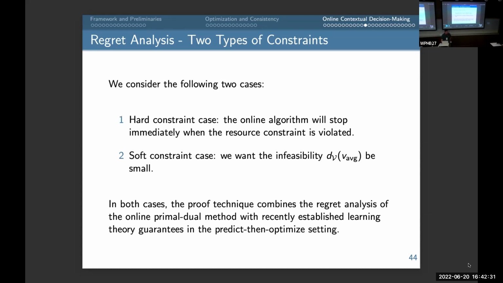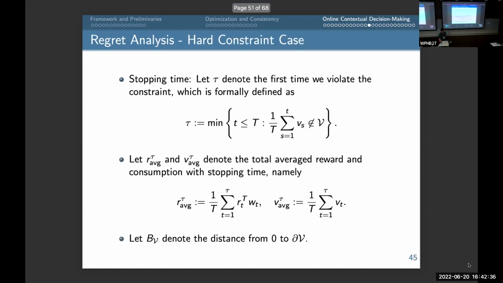For the hard constraint case, how is then the average reward? Is it still 1 over capital T? Yes, yeah. So it's 1 over capital T, but it sums up to a stopping time. So the stopping time is now the time where we leave this set script V, and the average reward would be 1 over capital T.